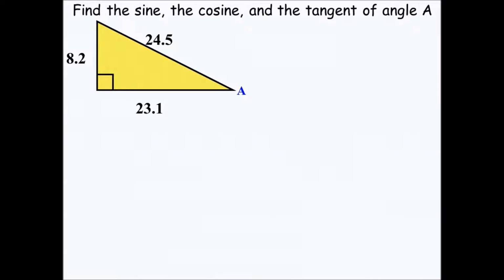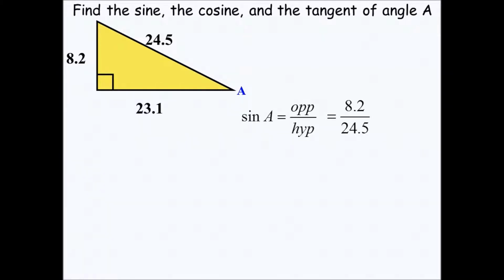Find the sine, the cosine, and the tangent of angle A. Sine of angle A is defined as the side opposite angle A divided by the hypotenuse. In this triangle, the side opposite angle A measures 8.2 units, and the hypotenuse is 24.5 units. Therefore, sine of angle A is equal to 8.2 divided by 24.5.